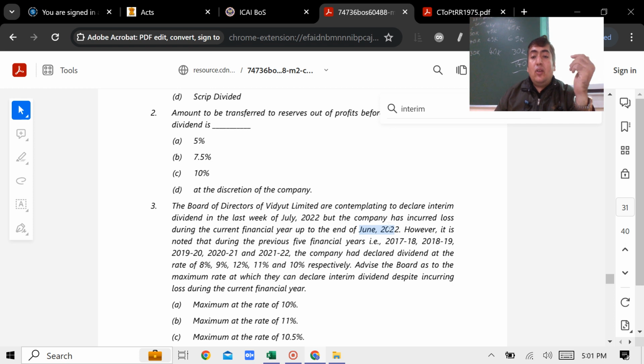Means in the first quarter end they had losses. However, it is noted that during the previous financial years 17-18, 18-19 until this, the company had declared dividends of 8, 9, 12, 11 and 10 respectively. So guys, we have to consider the last three. So 12 plus 11 plus 10 comes to 11%. We have to take the average of the last 3 years. Advise the board how much maximum interim dividend they can propose. So what should be the answer?